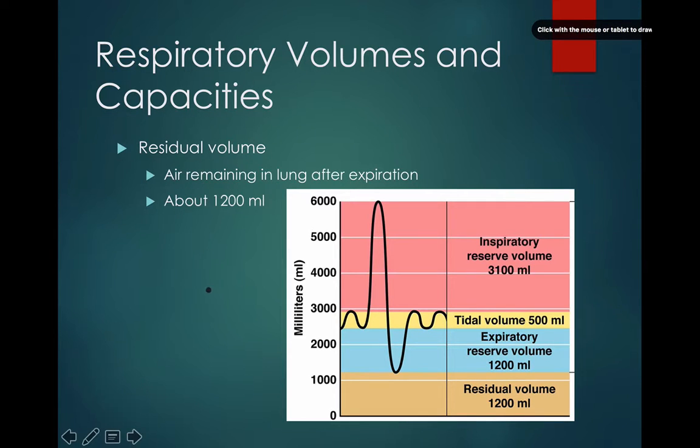Residual volume is the air that remains in the lung after expiration. So after you exhale, what's left in your lungs? It's basically asking, can you get all of the air out of your lungs? Well, the answer is no. You're always going to have about 1,200 milliliters left over. So after your ERV, after you exhale everything out, you still have about 1,200 milliliters remaining.